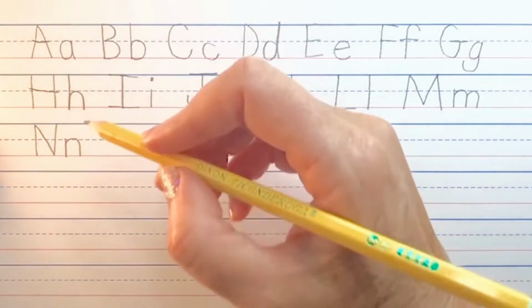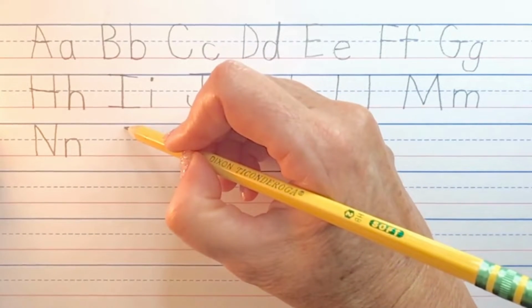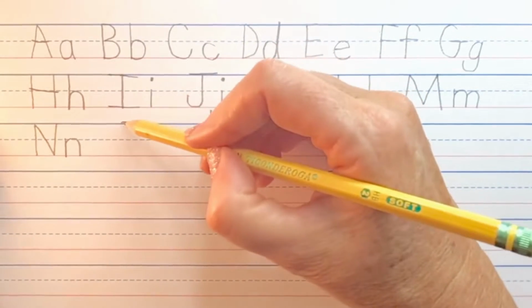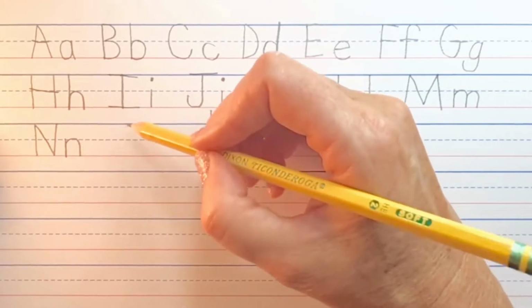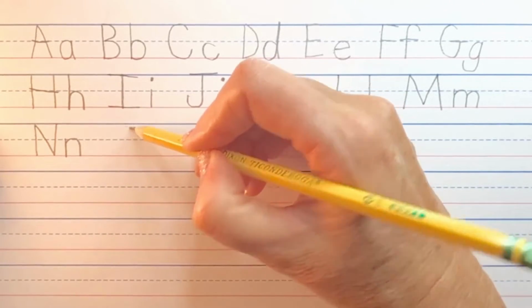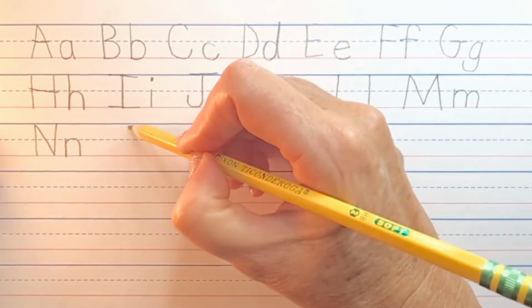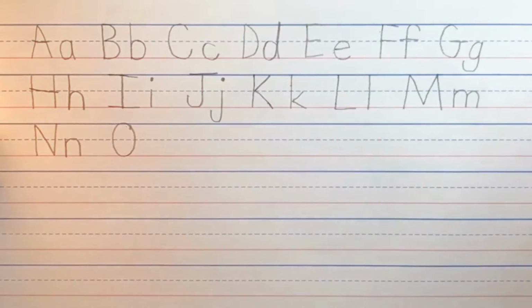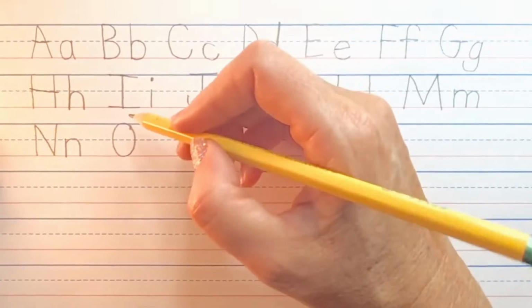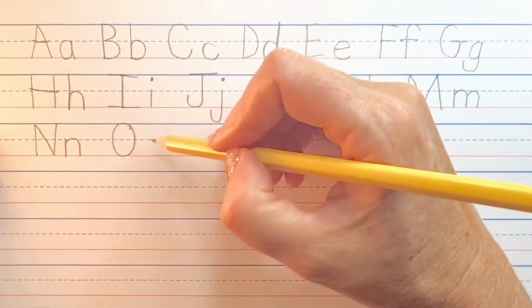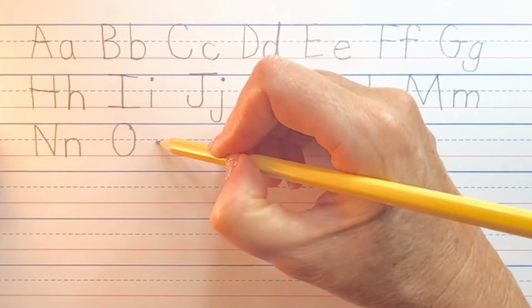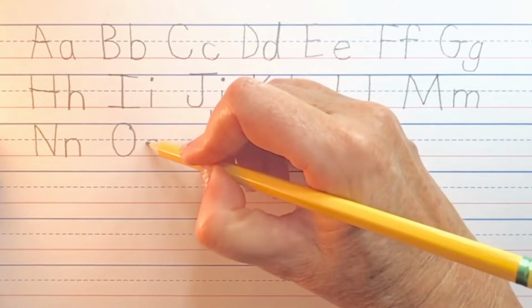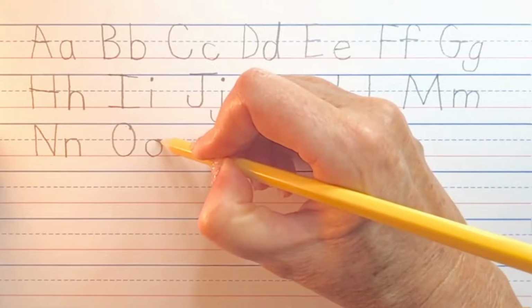O, start a little bit on the side because you're going to push up. So start about there. Push up, curve around, and touch. And the lowercase O looks exactly the same, just smaller. So you're going to start a little bit below that middle line. Pull around and touch.